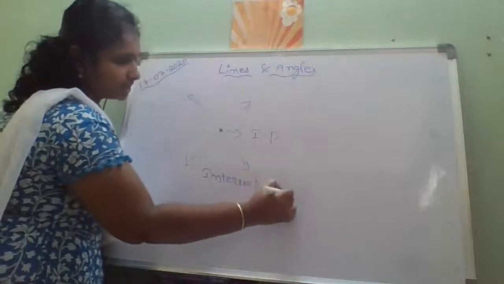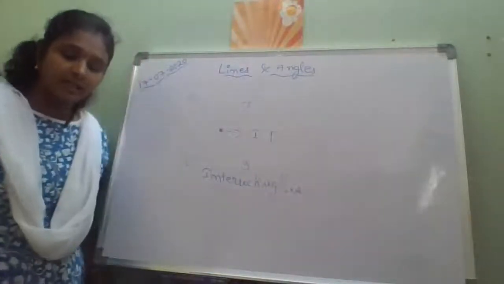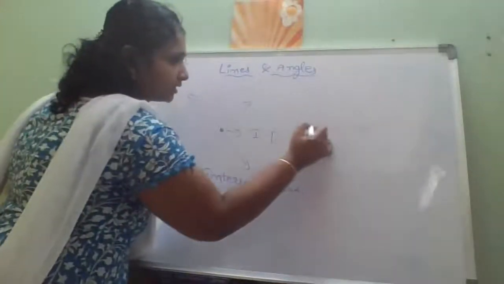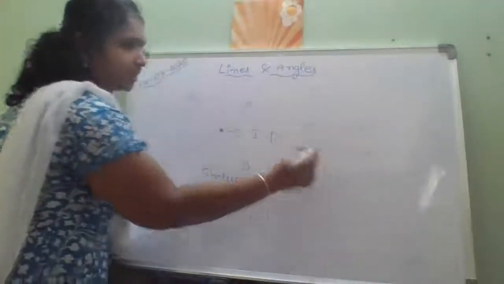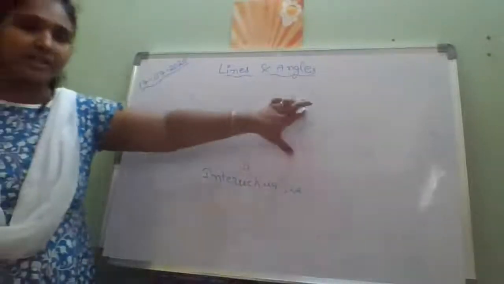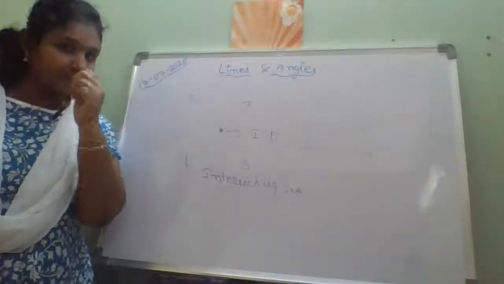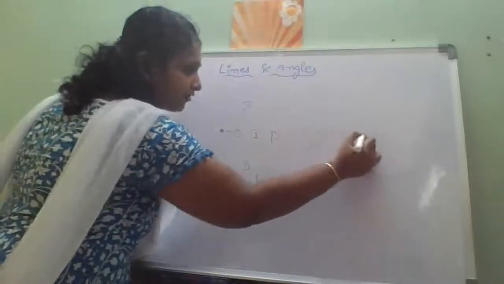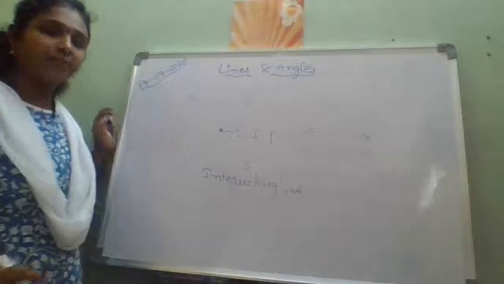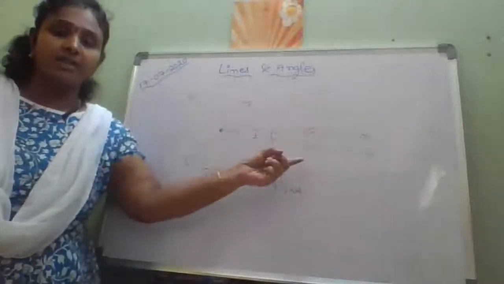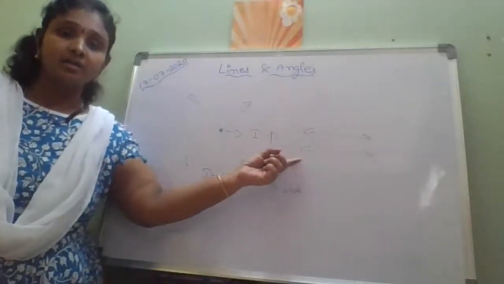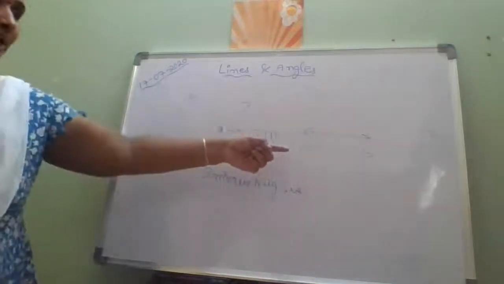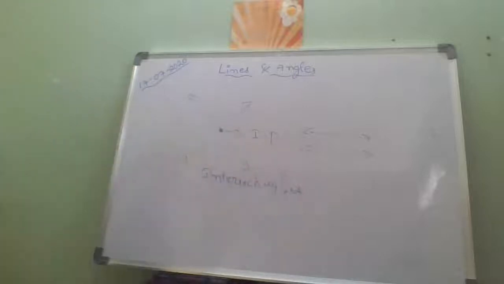And non-intersecting lines means, see, two lines. Do these two lines have any intersecting point? No. No common point is there for these two lines. So these types of lines are called non-intersecting lines, and also parallel lines.